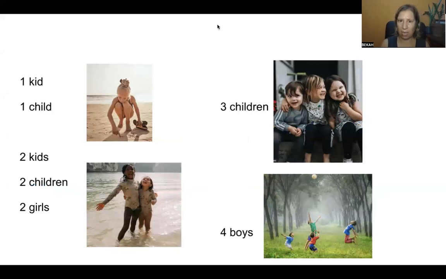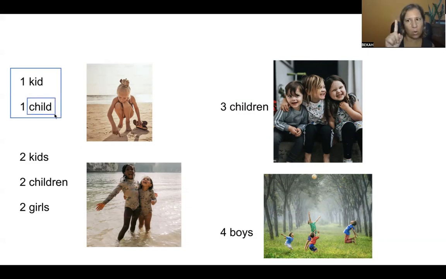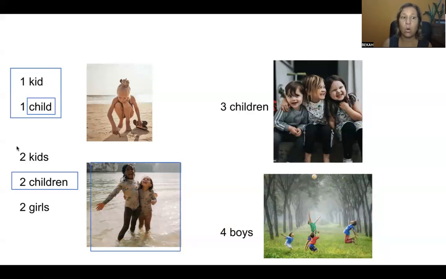Okay, let's count together. Now, here we have one kid, one child. A kid and the child are the same. Now, this is singular, one. When there's two or more, three, four, five, we say children. We don't add an S at the end. We change the word to children. Here there are two children, or two kids, or two girls.